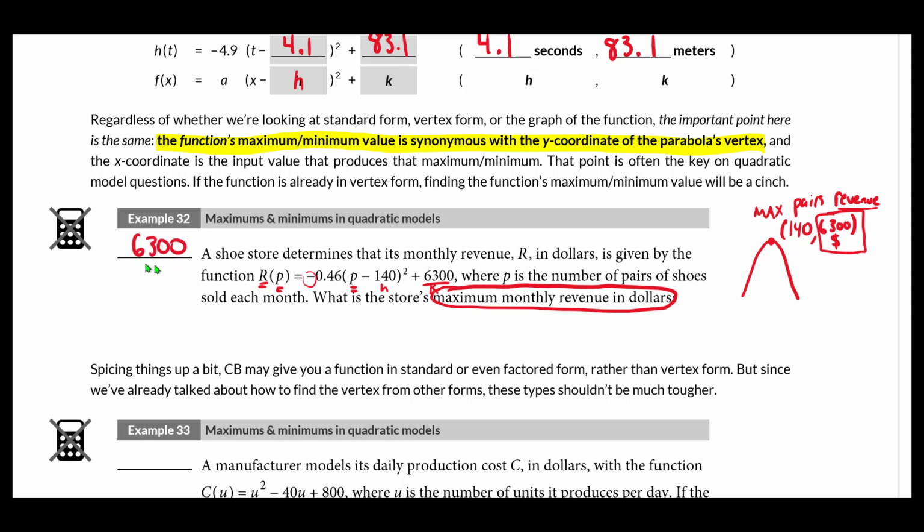And again, as I said a couple times already, whatever's in that k position is always going to be the maximum value of whatever your function is. In this case, it's the revenue. So $6,300 will be our maximum monthly revenue, reached when we sell 140 pairs of shoes.